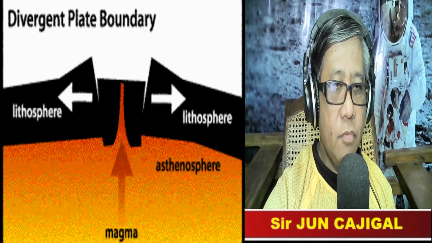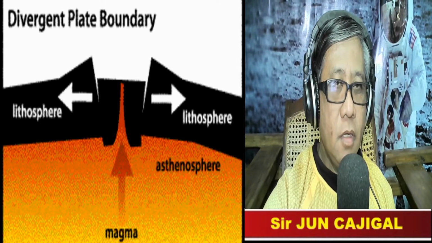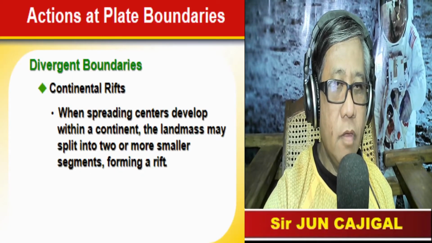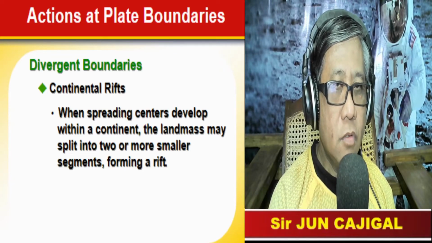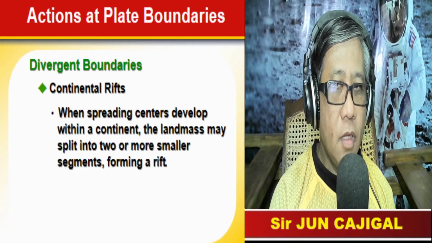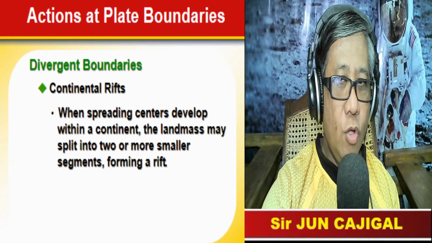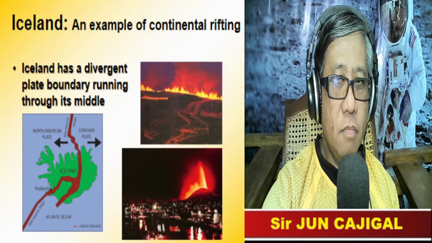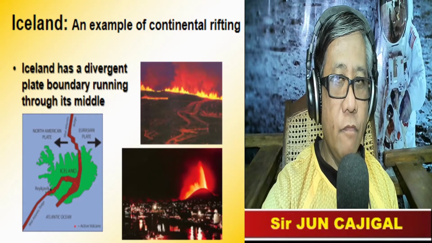Now, an example of a continental divergent boundary is a continental rift. What is a continental rift? When spreading centers develop within a continent, the land mass may split into two or more similar segments, forming a continental rift. One good example of a continental rift is the case of Iceland. Iceland is an example of continental rifting.